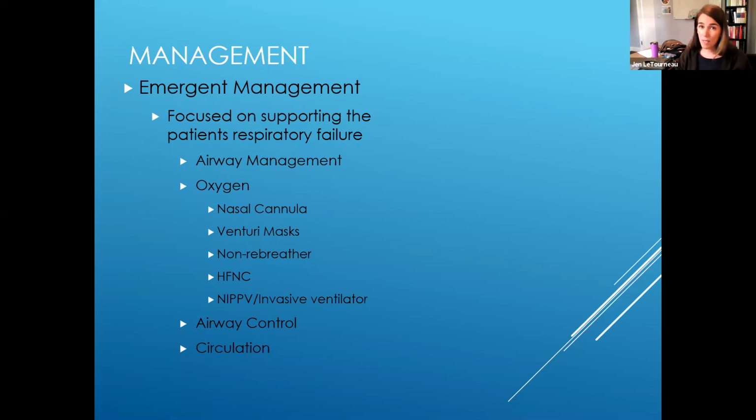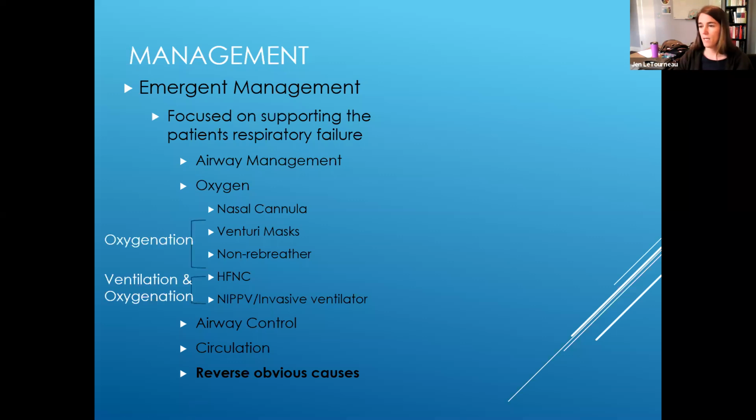One thing that we're not going to talk about during this discussion, but should be part of any ventilator management discussion, is the fact that it is way more important to learn how to bag mask ventilate than it is to learn how to endotracheally intubate. So always think about how can you apply oxygen, and do you need to apply ventilation? And then of course, reverse obvious causes.